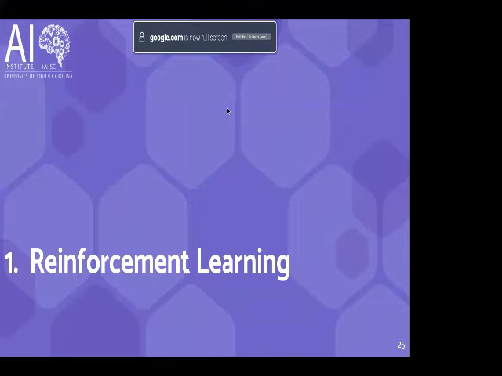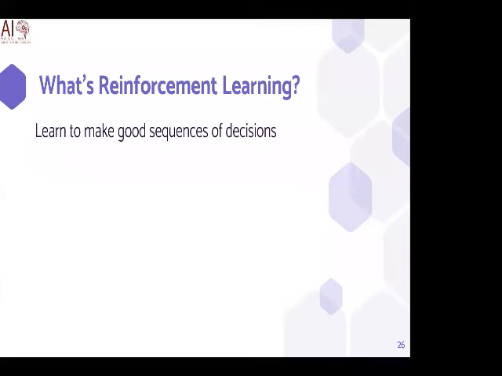Okay, so just a brief introduction to reinforcement learning. Essentially, at the core of it, you just learn to make a good set of decisions towards achieving some reward. So sequence optimization is more important than short-term strategies.